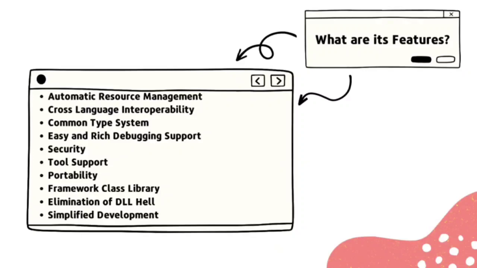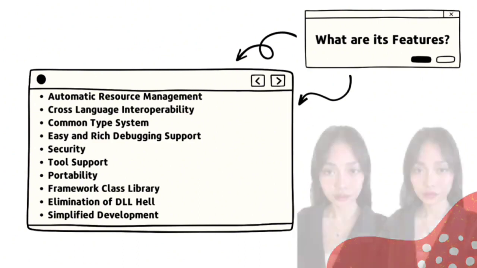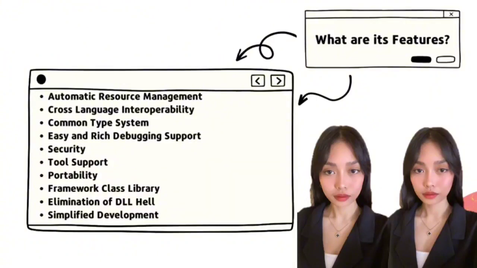Tool support. The .NET Framework's support for many kinds of tools is one of its strongest features. Next is portability. One of the best things about developing apps in the .NET Framework is that developers can take advantage of the portability of the .NET environment. This indicates that the .NET program compiles and produces intermediate, machine-independent code when the source code is written in a CLI-compliant language.